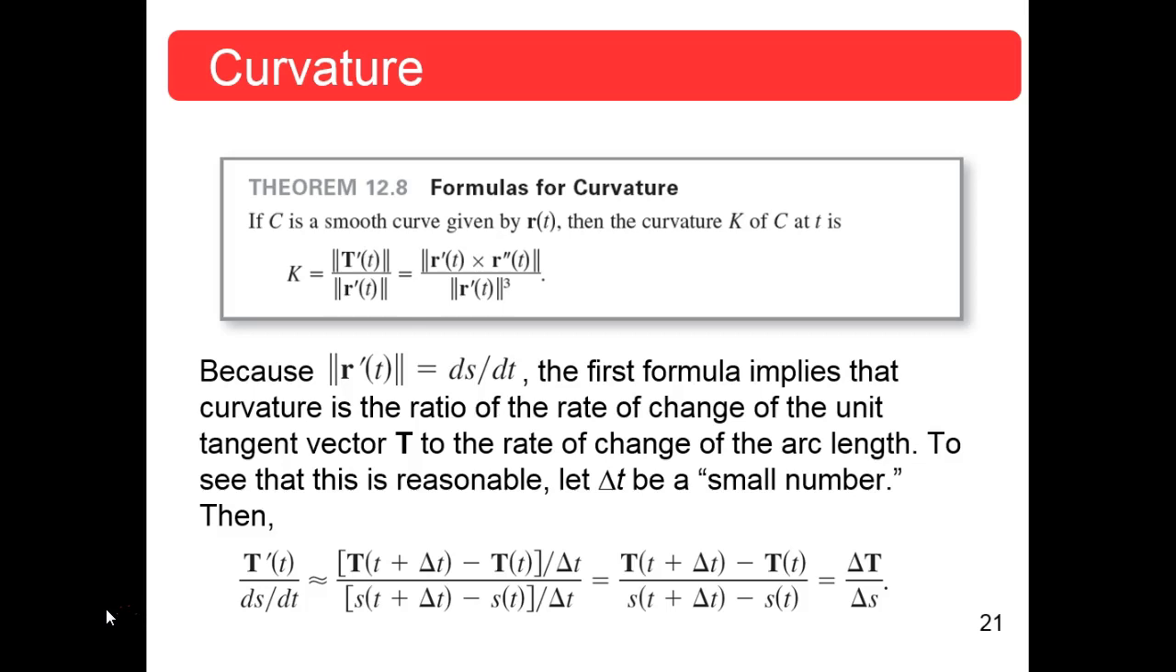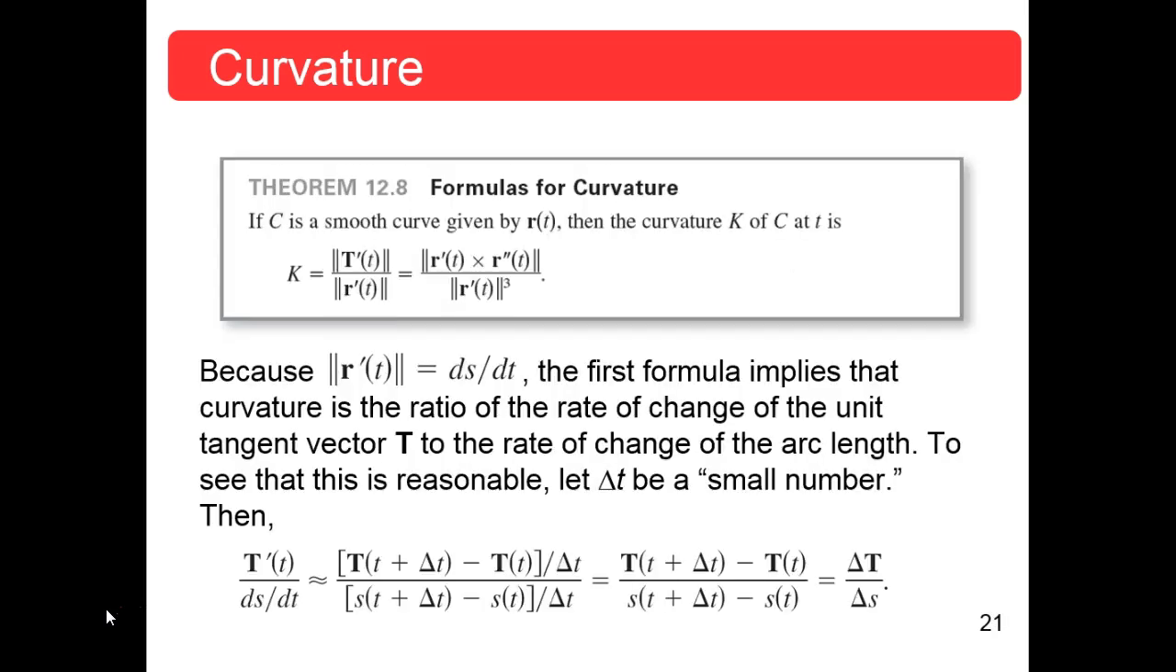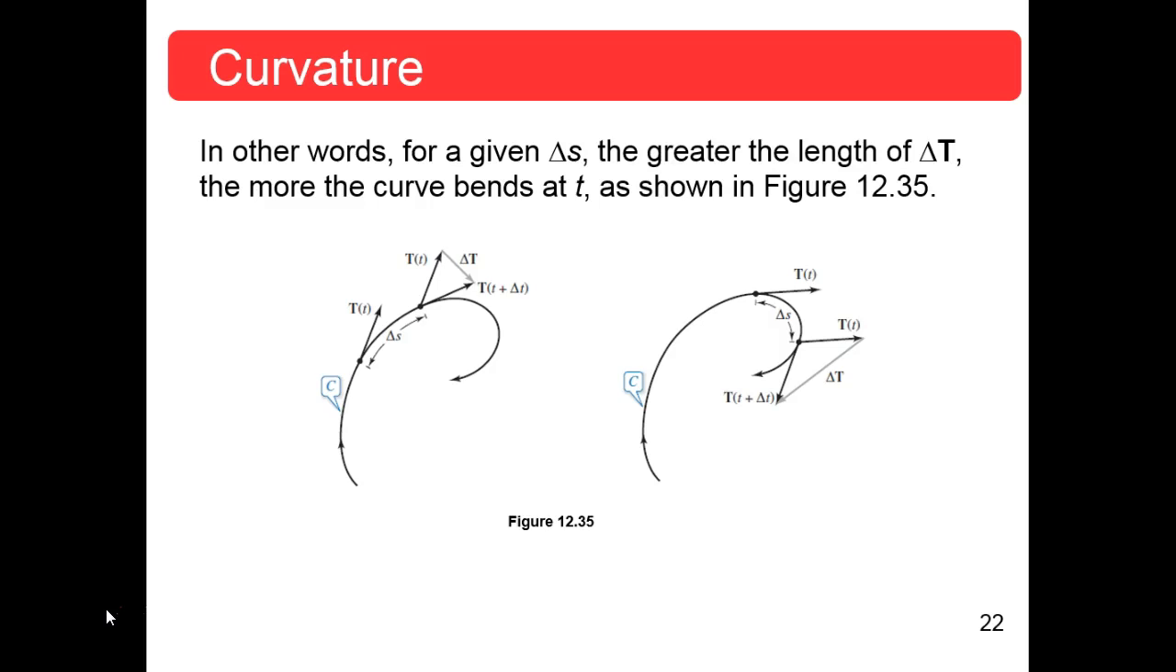I don't know, why are they hanging you there? The magnitude of that would be kappa. But they're not doing that at this point. Maybe they'll do it on the next. No, that's just the change of your unit tangent vector with respect to s. But remember, that's what we first said your curvature is related to, how much your unit tangent vector is changing with respect to your arc length parameter. In other words, for a given delta s, the greater the length of delta T, the more the curve bends at t.